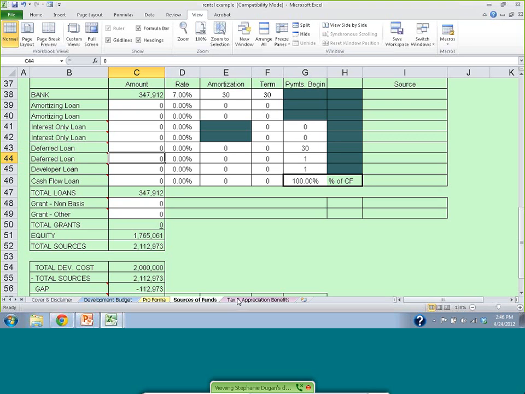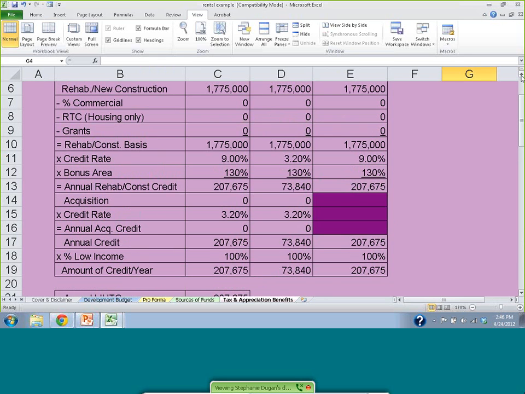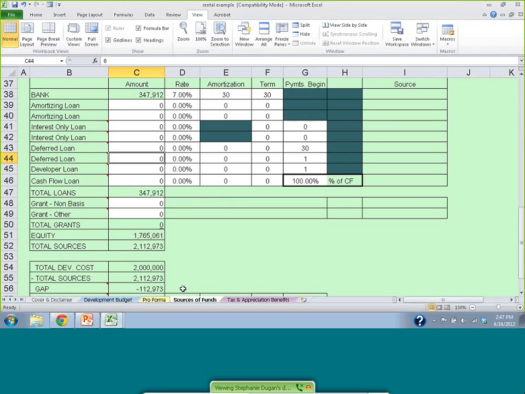On the tax and appreciation benefits page, we can see clearly here this is a project that had $1,770,050 in rehab construction costs. At the 9% rate, we were in a boost area, so we got 130% of the credits. So we got more credits, $207,000, and those credits were calculated at 85 cents to get us the equity on our sources of funds page at $1,750,000. So that, in a nutshell, is the rental housing spreadsheet.